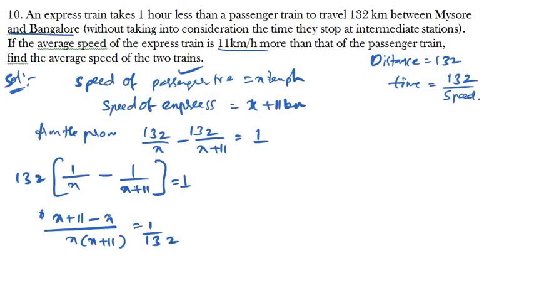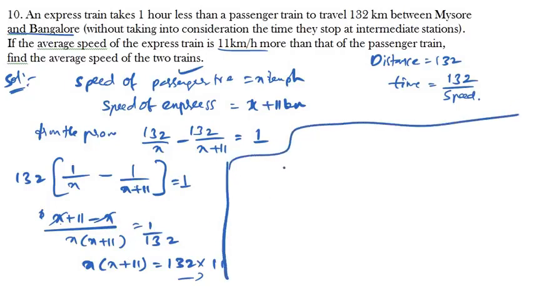Okay, here minus x plus x will get cancelled, and we do the cross multiplication with 11. So x into (x plus 11) is equal to 132 into 11. It will become, we'll do here.